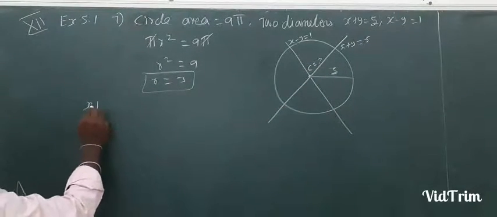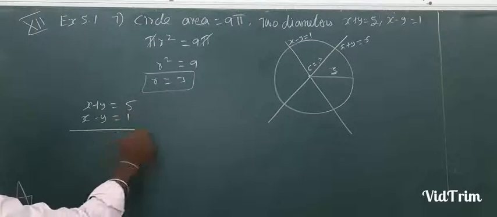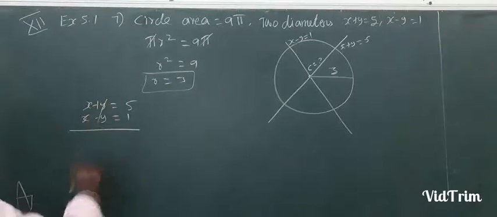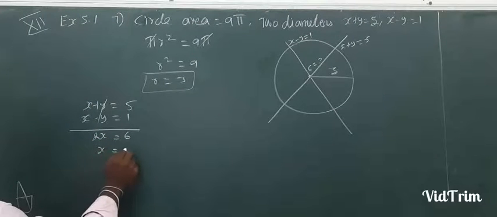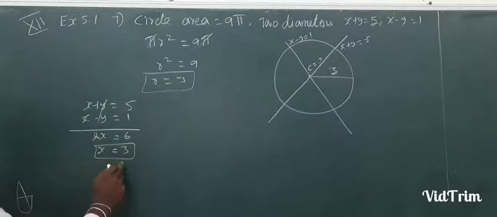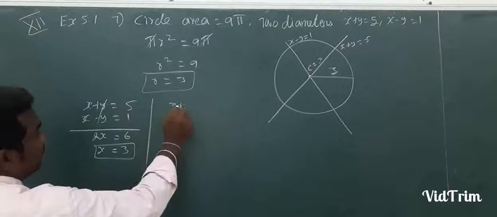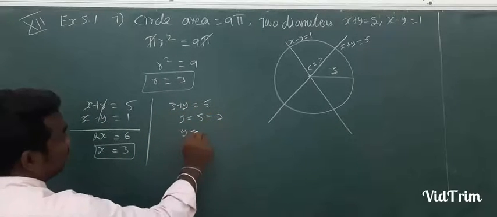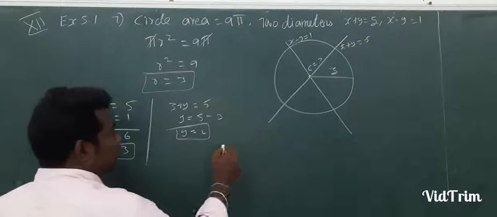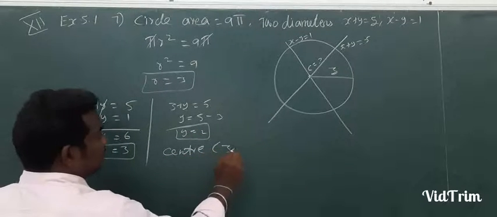So x + y = 5, x - y = 1. We just add them together, and y cancels automatically. 2x = 6, x = 3. Where x = 3, substitute in the first equation: 3 + y = 5. y = 5 - 3, so y is 2. Therefore, the center is (3, 2).